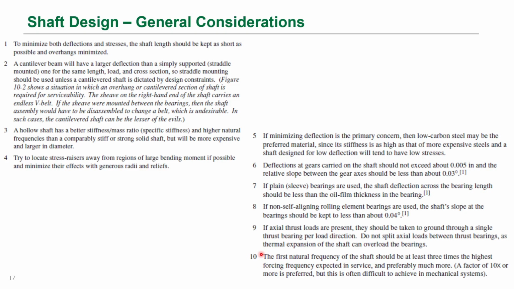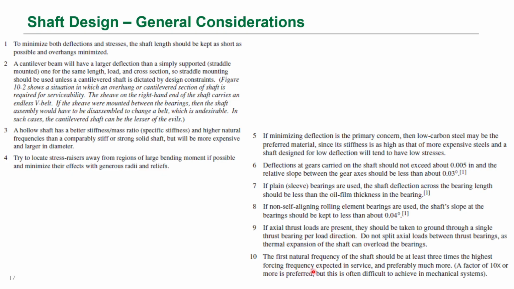In general, the first natural frequency of the shaft should be 3 times higher than the forcing frequency. So in general, you want a higher natural frequency than the service frequency, so that when you get up to speed, number one, you're not passing through that frequency. Number two, you're not hovering around that frequency. In typical cases, you want to have a 10 times larger natural frequency than your expected forcing frequency.